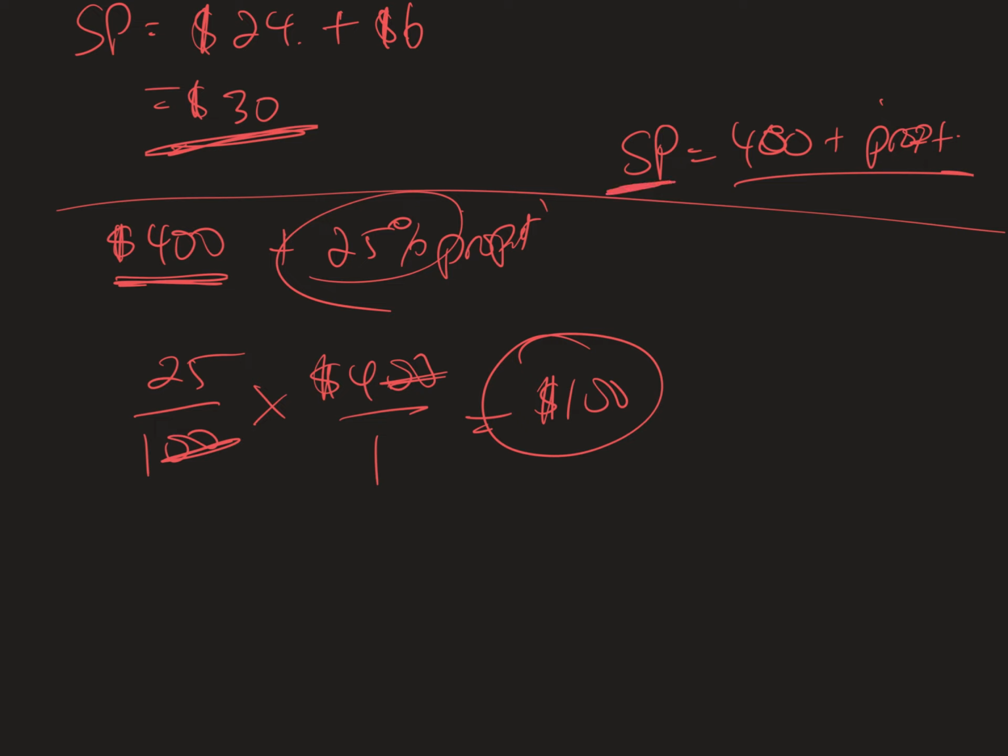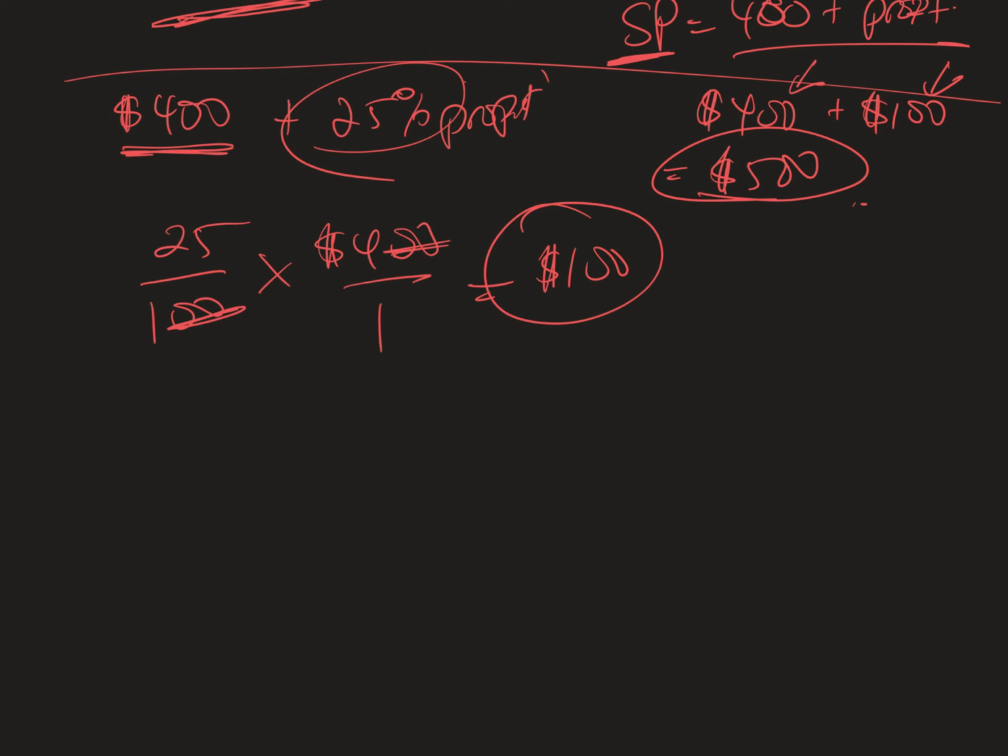So the selling price will be $400 plus $100 profit, which will give us $500. So Arun will sell the bag for $500. He will pay $400 for the bag, and this $100 is to cover cost of workers, cost of wages, cost of transport, and he will sell it for $500.